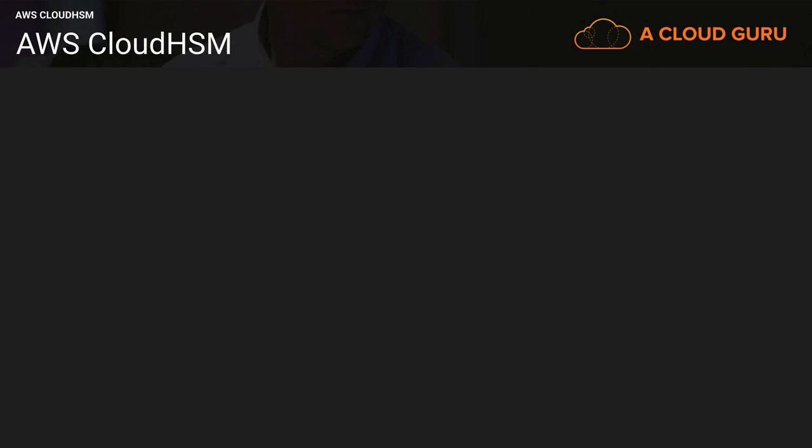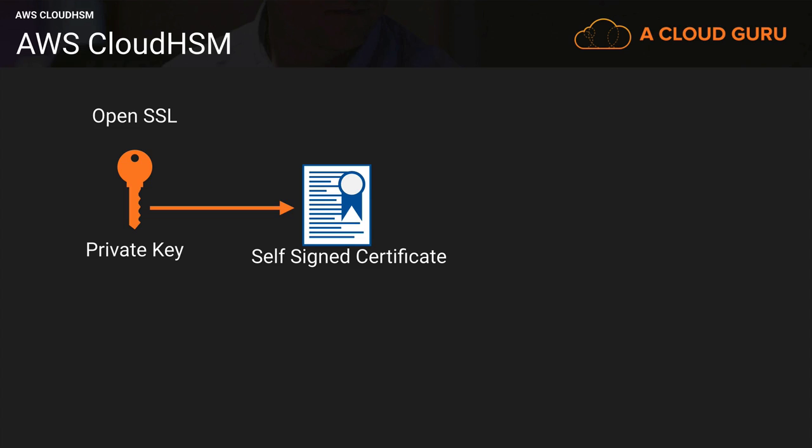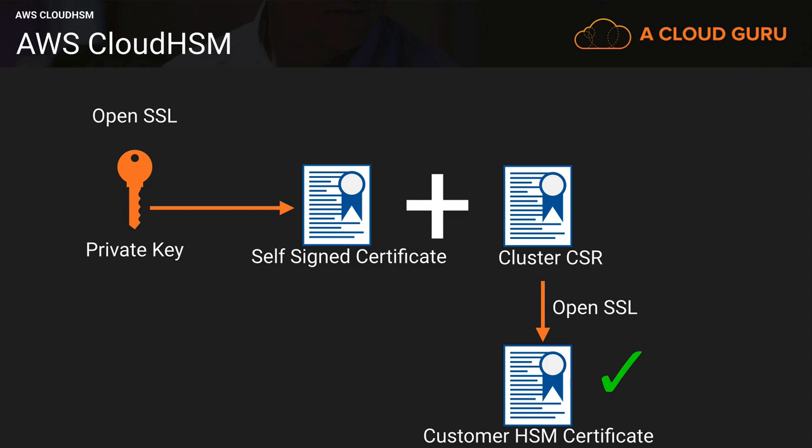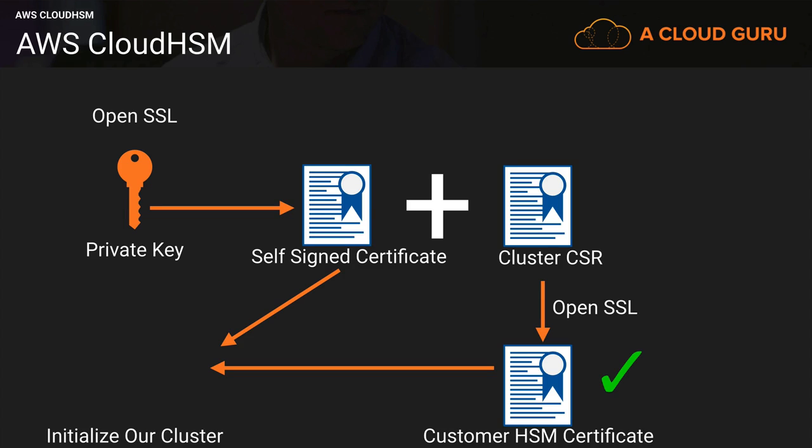If all that sounded very complicated, let's just go through it one more time. We're going to use OpenSSL to generate a private key. We're then going to use that private key to generate our self-signed certificate. We're going to take that self-signed certificate and use it to sign our cluster CSR. Then we're going to use OpenSSL to create a customer HSM certificate, one that's been signed by our self-signed certificate. Once we've got our customer hardware security module certificate, we're going to use that with our self-signed certificate to initialize our cluster. So hopefully that makes more sense.